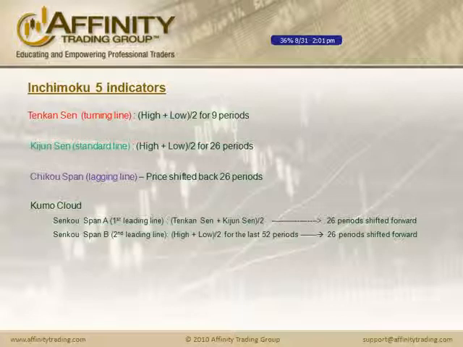The Tenkan-sen, which is called a turning line in Ichimoku, is very similar to a moving average with 9 periods. Most moving averages that you add to your charts are based on closing prices. In Ichimoku, we do not use closing prices at all. We use the highest high for the last 9 periods, add it to the lowest low for the last 9 periods, and divide by 2. What this does is give you a midpoint of the range for the last 9 periods.